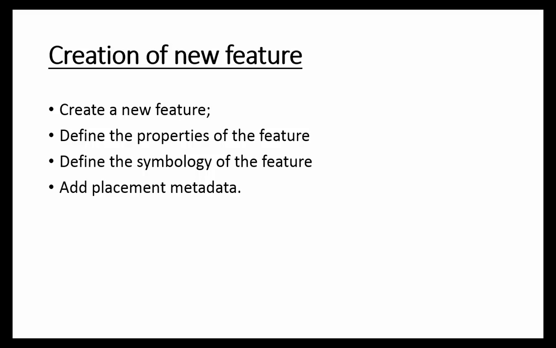Now, in the process of defining any XFM feature, there are a few steps which we usually follow. First, we create a new feature. After creation of the new feature, we define the properties of that feature. After setting the definition of any property, we will set the symbology. And the final step would be, we'll add a placement metadata.